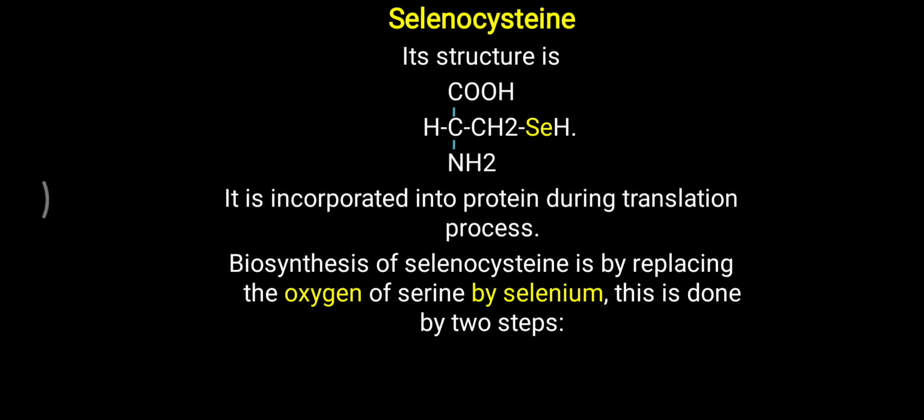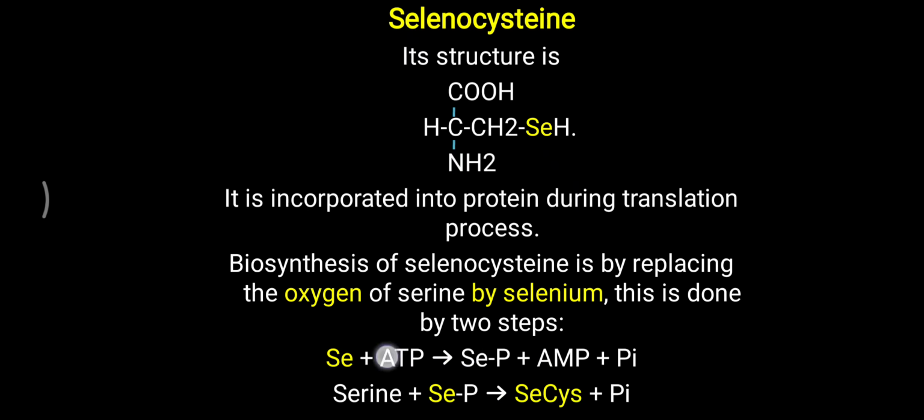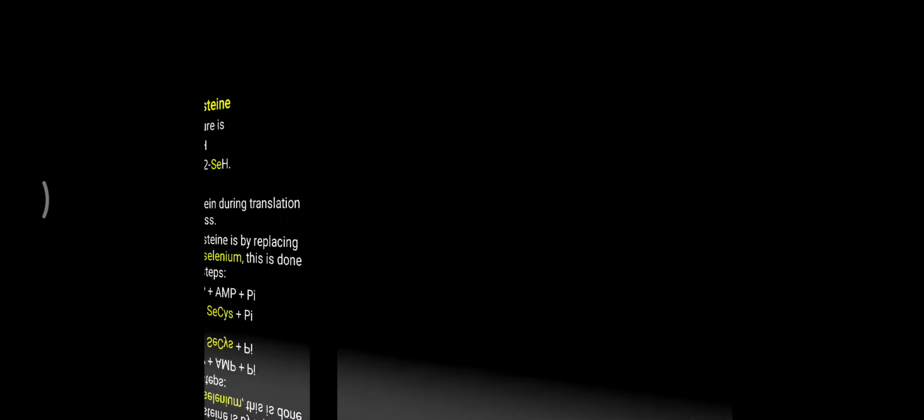So biosynthesis of selenocysteine is by replacing the oxygen of the serine amino acid with selenium. This is done in two steps. First, the selenium needs to be activated with the help of ATP, so selenium phosphate will be generated. Further, this selenium phosphate will attach to the serine, and that serine will finally be converted into selenocysteine. So that's how selenocysteine is generated. The precursor molecule of selenocysteine is the amino acid serine.